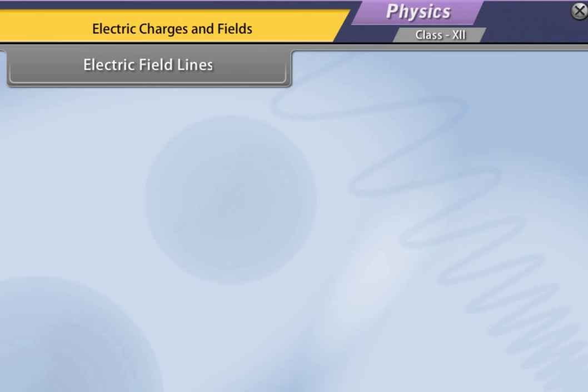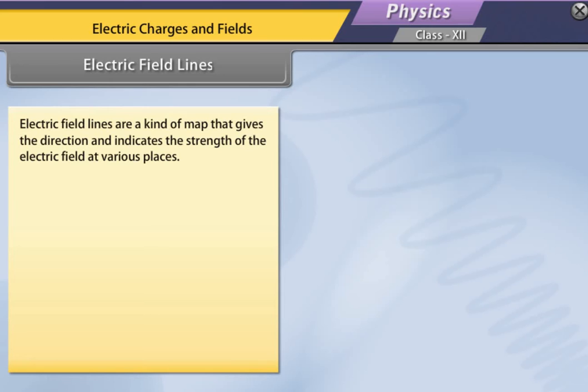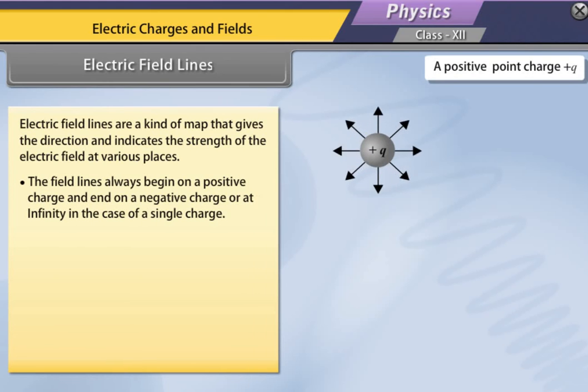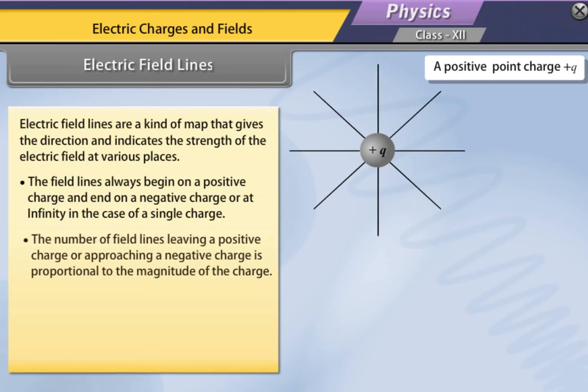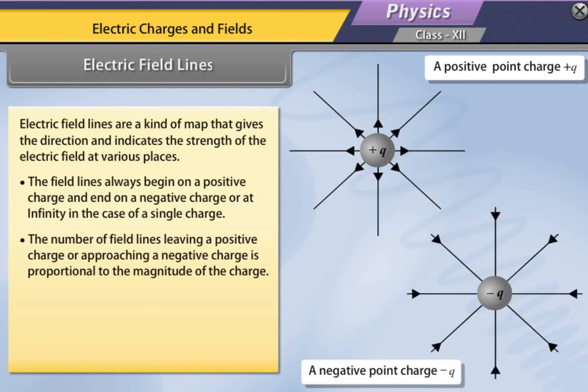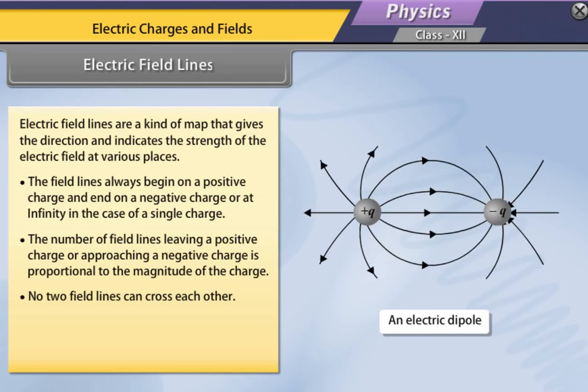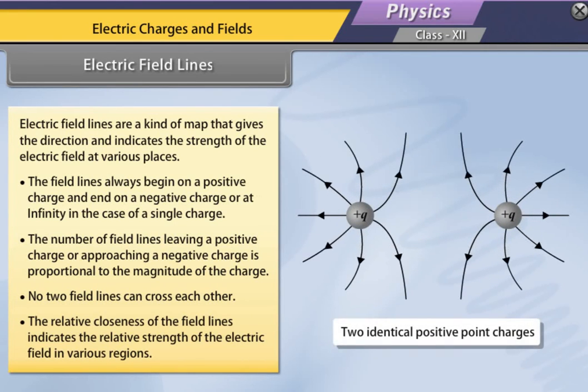Electric field lines. Electric field lines are a kind of map that gives the direction and indicates the strength of the electric field at various places. The field lines always begin on a positive charge and end on a negative charge, or at infinity in the case of a single charge. The number of field lines leaving a positive charge or approaching a negative charge is proportional to the magnitude of the charge. No two field lines can cross each other. The relative closeness of the field lines indicates the relative strength of the electric field in various regions.